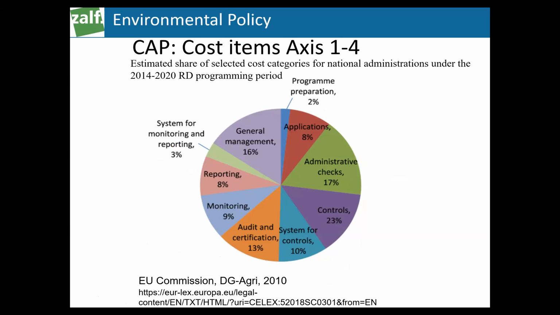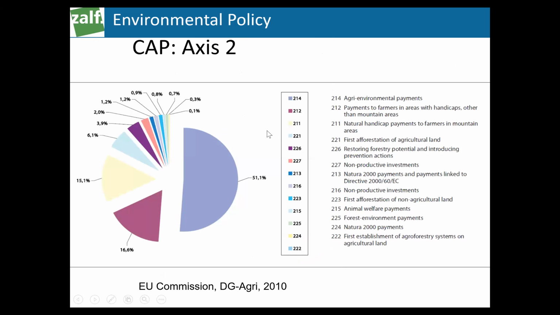If you look at the cost items, you see what kind of costs rural development programs have. You see, and this is very interesting, administration, controls, system controls, audit and certification, monitoring programs, reporting, and general management. You see, there are widespread costs, and to cover those costs, the premiums are given.